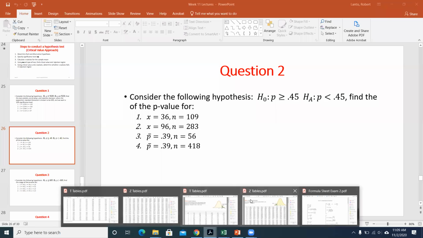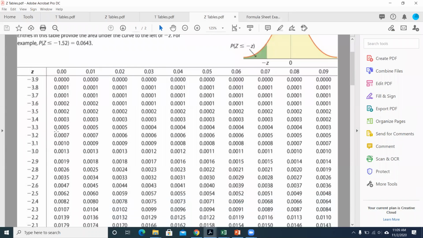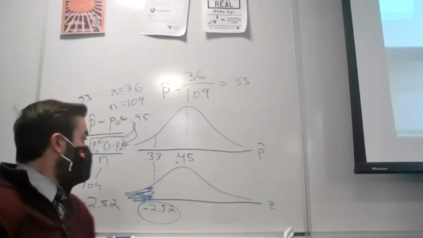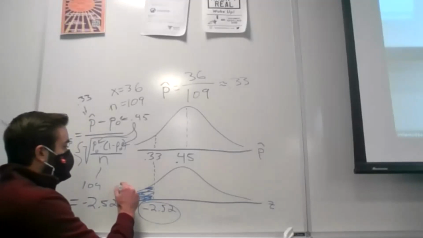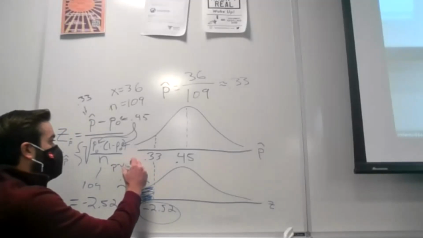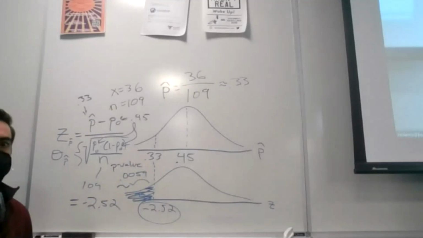So if I go ahead and do that, what do I get here? Negative 2.52, 0.0059. Right here, negative 2.52. The area to the left is 0.0059. Okay. So I put that area up. And this represents my p-value.